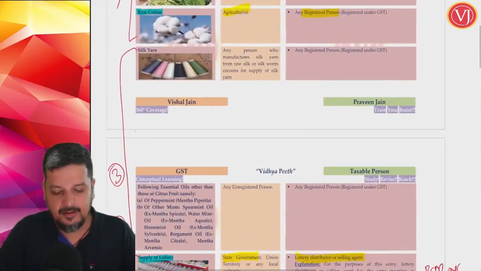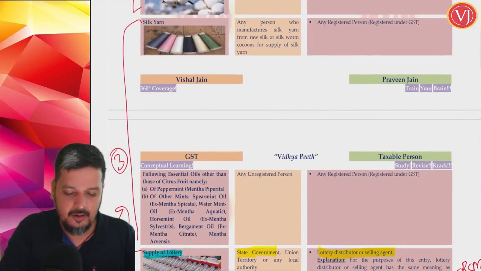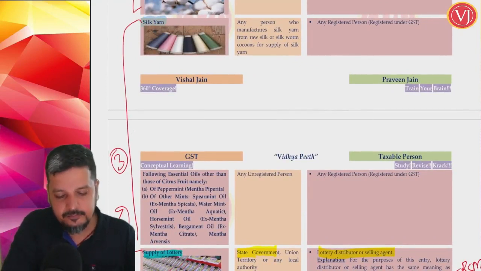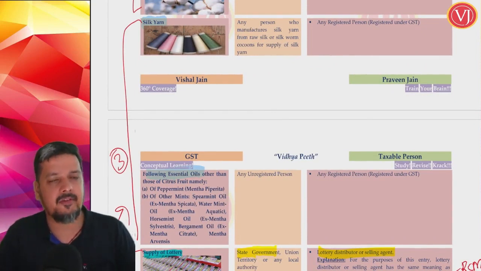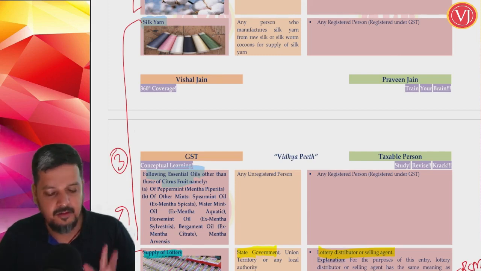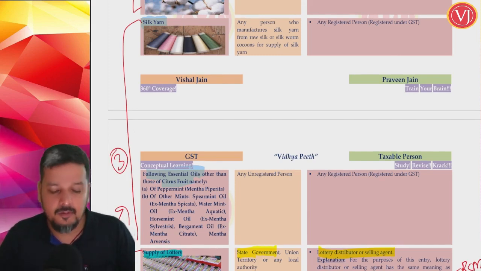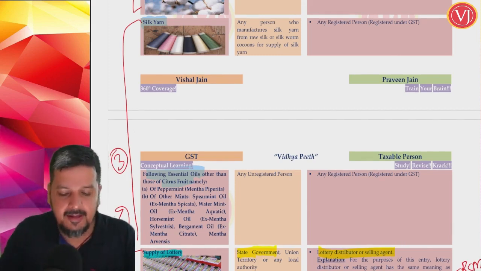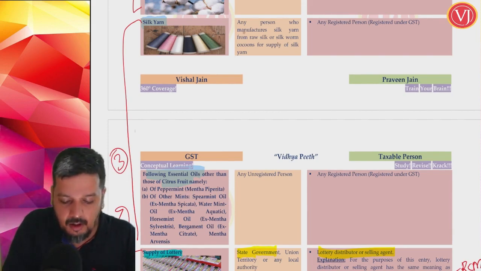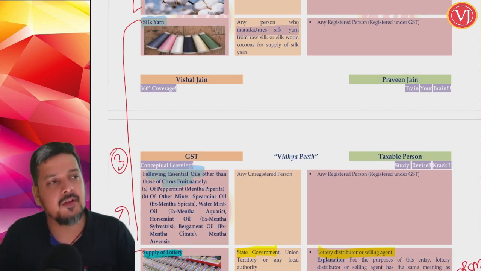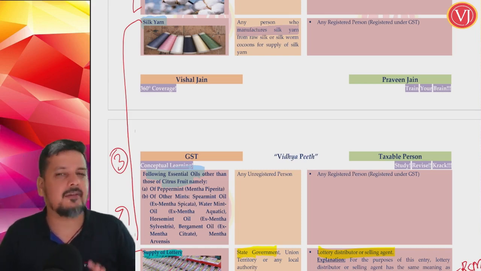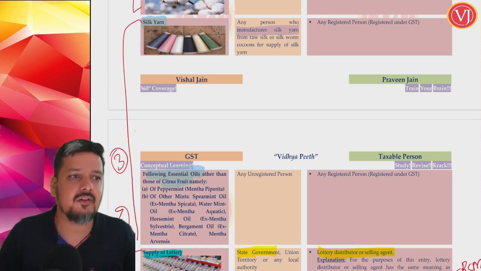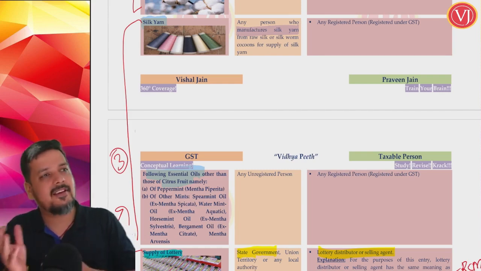Now, other items are your silk yarn and your essential oils. You need not memorize the list. Just remember essential oils not containing citrus fruit. So silk yarn, who is the supplier? Supplier is the manufacturer of silk yarn, who is manufacturing from raw silk or silkworm cocoon for supply of silk yarn. Manufacturer of silk yarn is the next item.